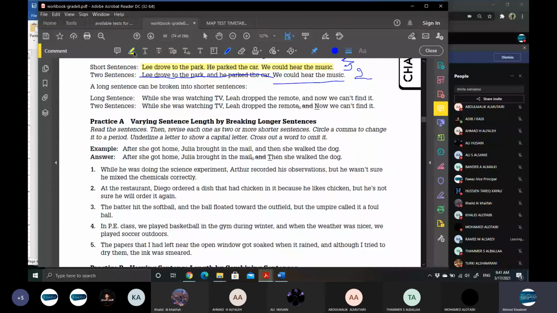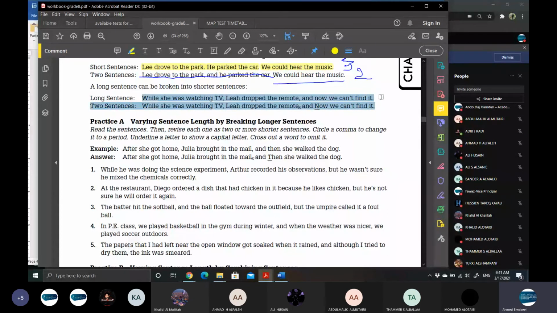While she was watching TV, Lee dropped the remote and now we can't find it. So how many sentences do we have in this example? While she was watching TV, Lee dropped the remote and now we can't find it. How many sentences do we have in this example? 1, 2, or 3? Again, listen to me. The question is, how many sentences do we have?